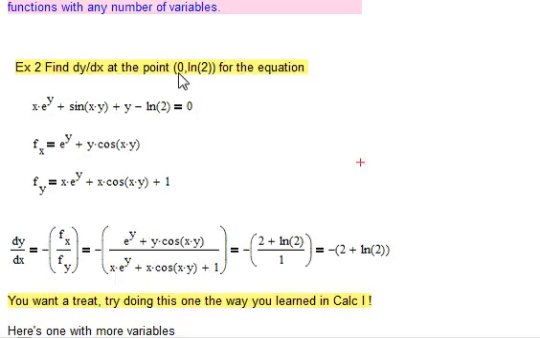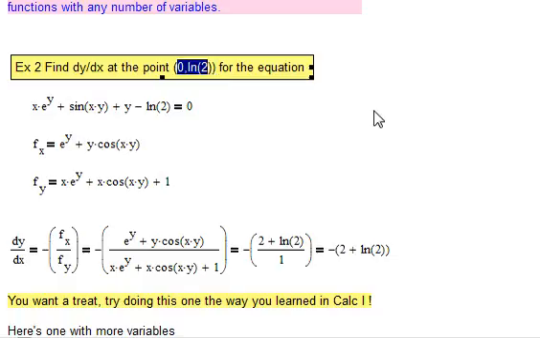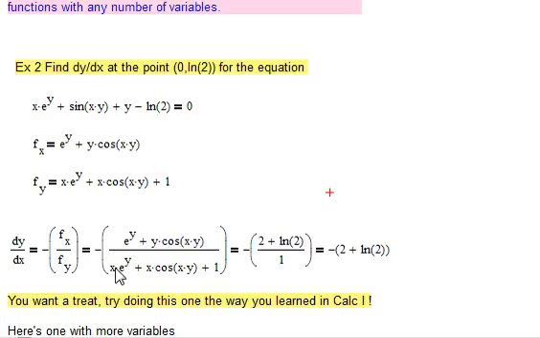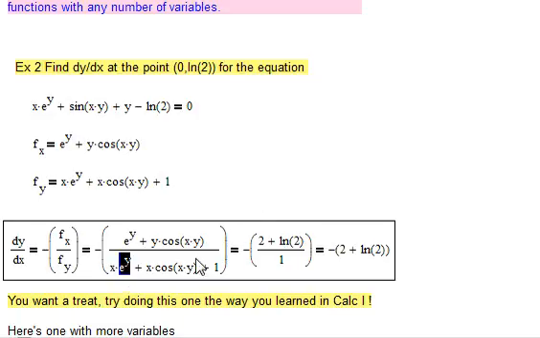And if you evaluate it at the point where x is 0 and y is ln of 2, we'd have e to the ln of 2, which is 2, plus ln of 2 times cosine of 0, which is 1, so 2 plus ln of 2. What's in the denominator? Well, we got 0 times this, so that part is 0. We got 0 times this, so that part is 0, so it's just 1. So it's negative of 2 plus ln of 2 over 1. So that is dy/dx at that point.